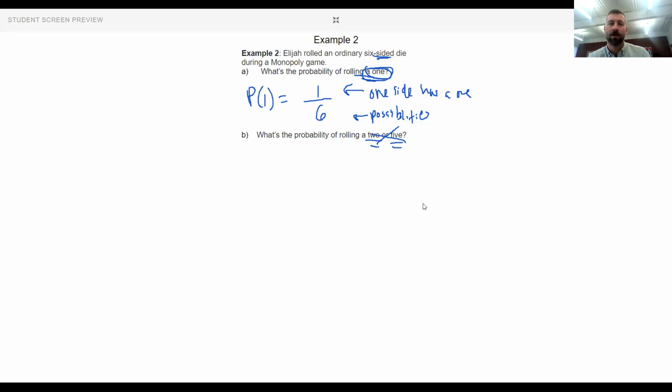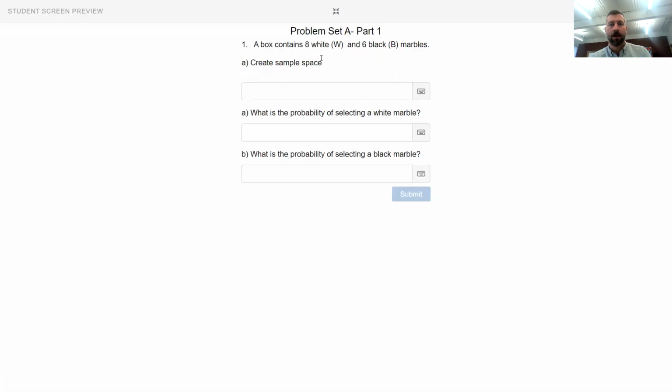Let's move on to the next page. Great. The next one, problem set A, part 1. A box contains 8 white and 6 black marbles. We're made to believe that these marbles are maybe equal size and equal texture in a box that hides their color. So if we reach into it, we truly don't know what we're grabbing. The box is shaken up. And so what we've done is we maybe can create a random experiment, so to speak.